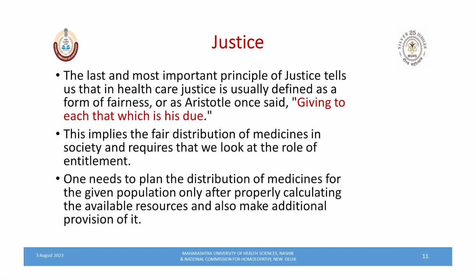This slide tells us about distributive justice and its importance. Justice. The last and most important principle tells us that in healthcare, justice is usually defined as a form of fairness, or, as Aristotle once said, giving to each that which is his due. This implies the fair distribution of medicines in society and requires that we look at the role of entitlement. One needs to plan the distribution of medicines for the given population only after properly calculating the available resources, and also make additional provision for it.